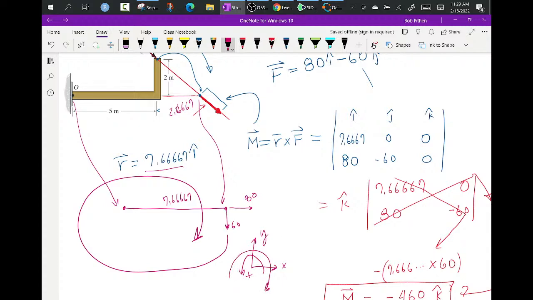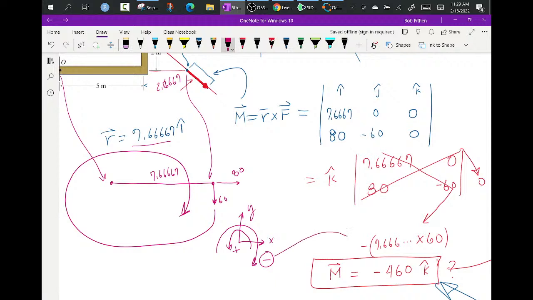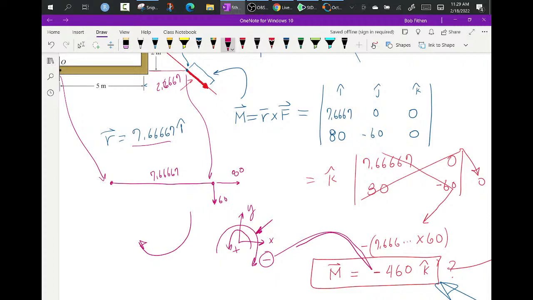Obviously, I've got a negative moment. The answer comes out as negative, indicating that I've got this orientation or a clockwise movement. Here's your clockwise movement.